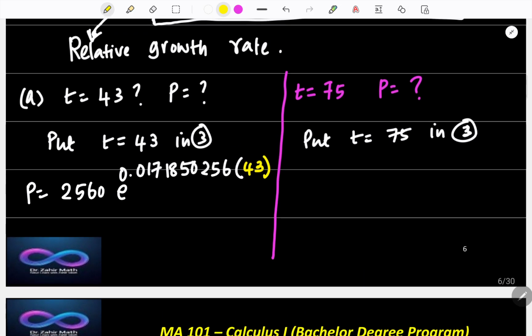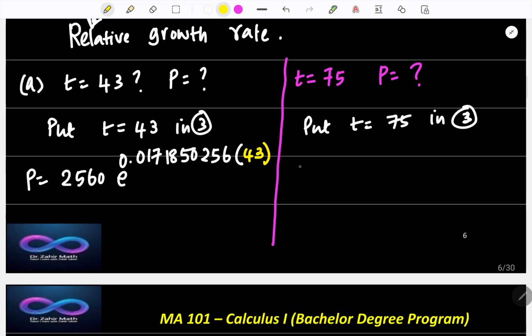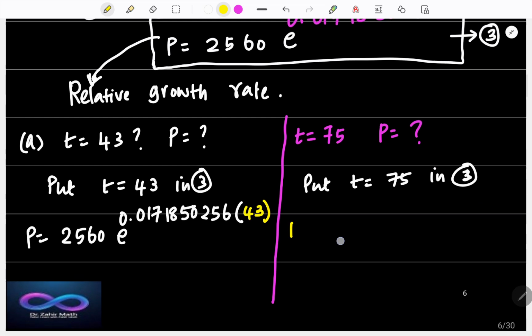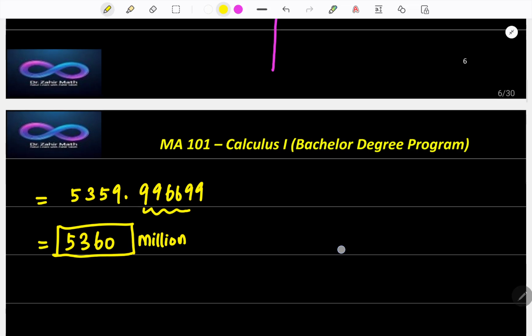43 years means what? In 1993. Now we are going for 2025. So the same thing you are going to put here. So what is equation number 2? Put here P is equal to 2560 e to the power of 0.0171850.256 bracket open 75. Come on, put in the calculator.